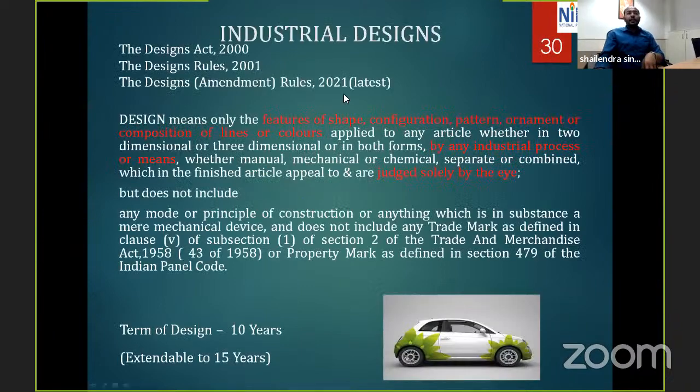So what is industrial design? Industrial design means feature, shape, configuration, pattern, ornament, composition of lines or any colors, which can solely be judged by the eyes. Means whatever we judge by looking with our eyes, that comes under the design registration. And for the design registration we have the time period of 10 years. Means you can register your thing for 10 years, and it can be extended up to 5 more years, and the total time will be 15 years.